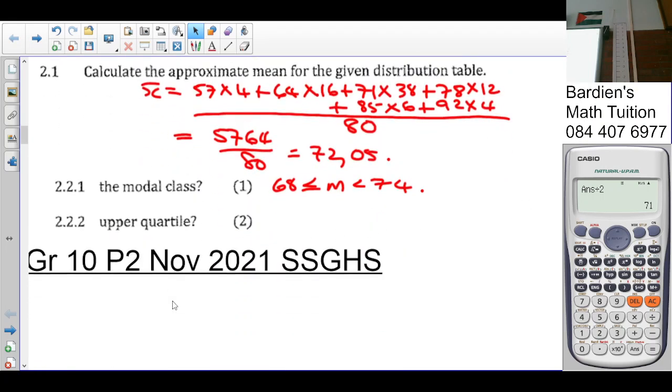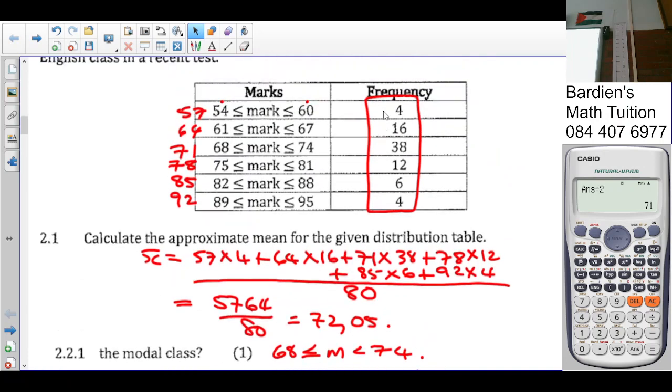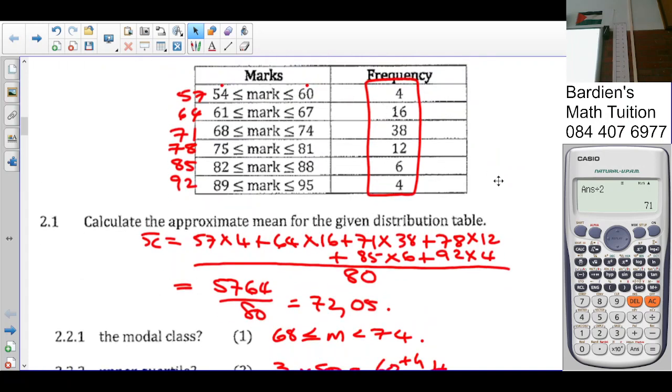And then the upper quartile. Now the upper quartile is basically quartile 3, not so, which is 3 over 4 times 80. Can you see that? 3 over 4 is the third quartile, or it's the 75th percentile, which is 75 over 100 anyway. If you multiply that, I get 60. So it's basically the 60th number. So what I do is I go to this table here. At the end of this class, I've considered 4 people. At the end of this class, I've considered 20.